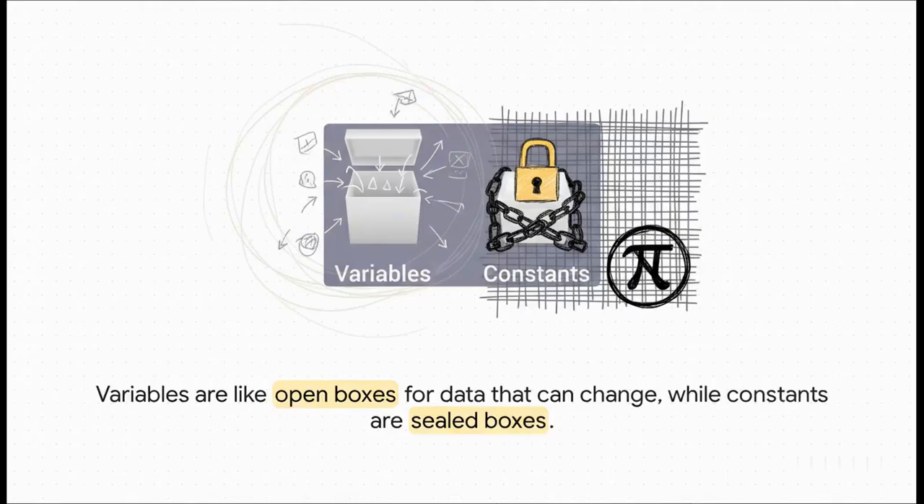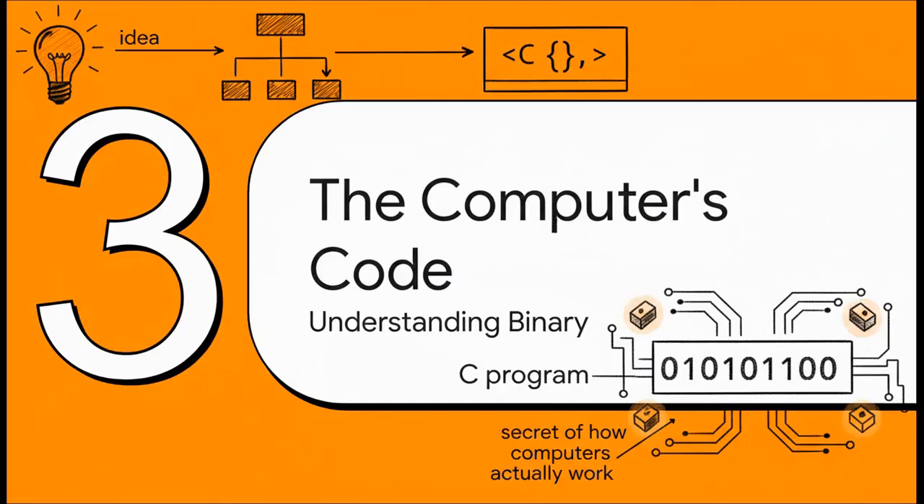This image is just the perfect way to visualize it. Variables are like those open boxes. You can change what's inside them whenever you want as the program runs. But constants, those are like sealed boxes. Once you put a value in there, like the number pi, for example, it's locked in. You can't change it.